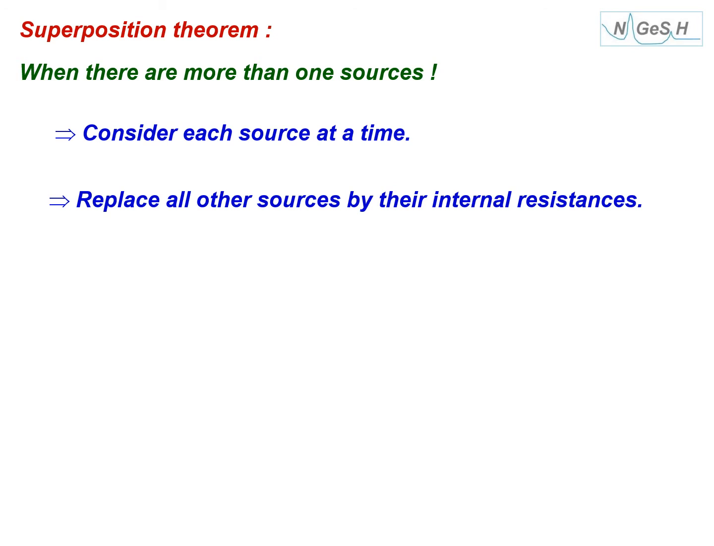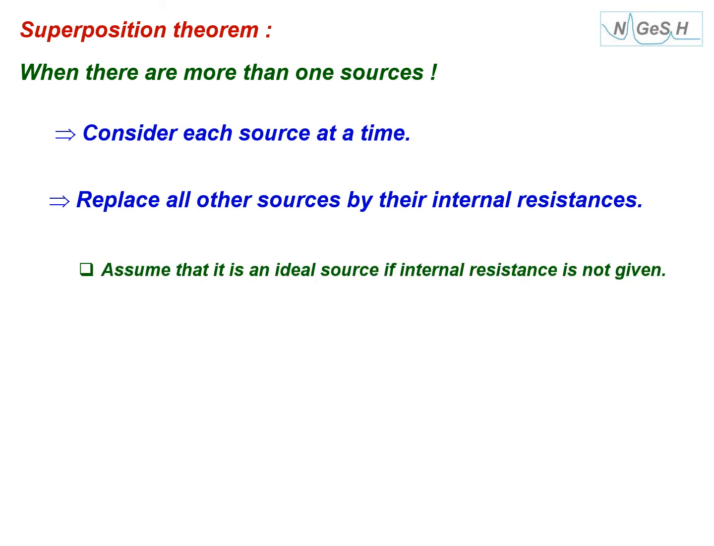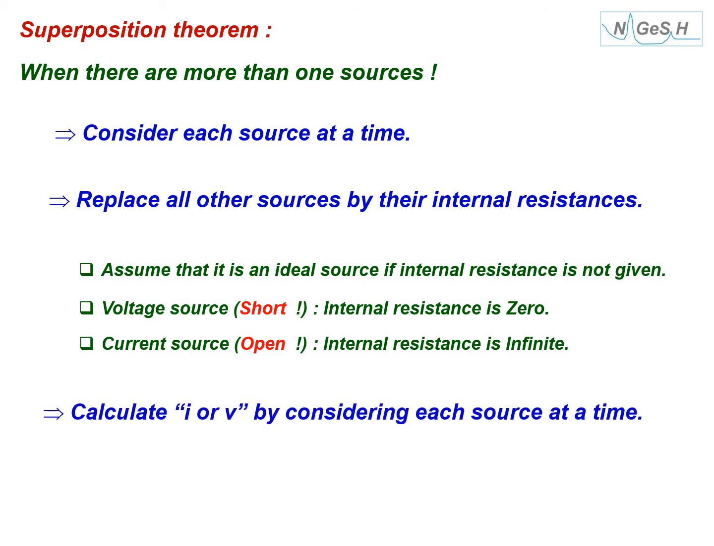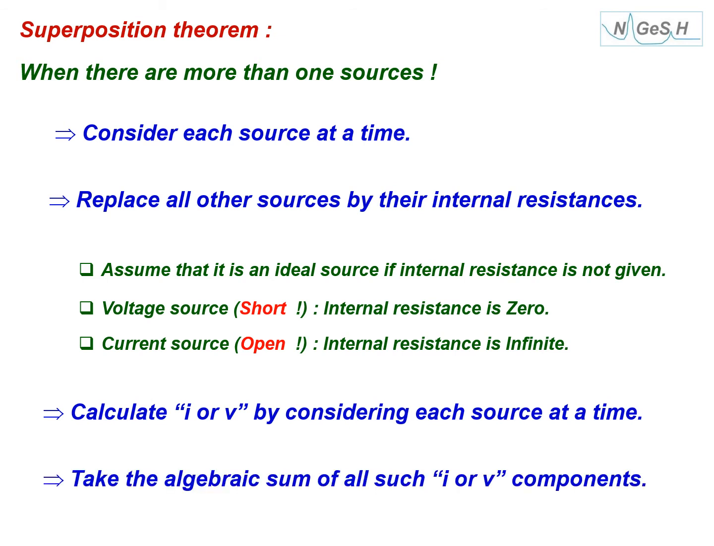And you know what is the internal resistance of an ideal voltage source? It is 0. And the internal resistance of an ideal current source is infinite. So basically you will short circuit a voltage source and open circuit a current source. Then calculate I and V by considering each source at a time and then take the sum. Algebraic sum means you should be conscious about all the directions when you are considering each source and then sum them.